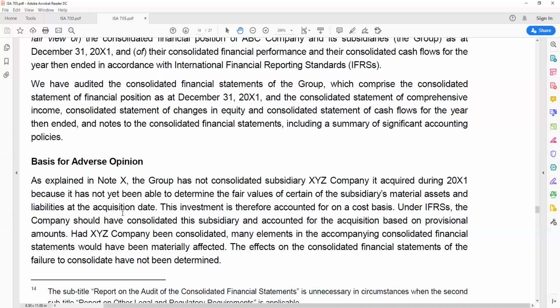Clear? Therefore, those are the four opinions that you can issue as an auditor. When you say the first one, in code you just call it the unmodified opinion. Then you can have what is called the emphasis of matter.